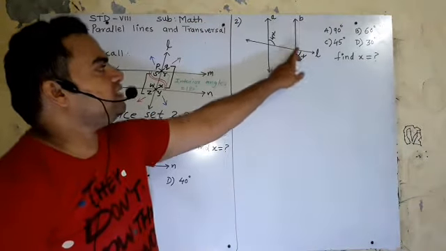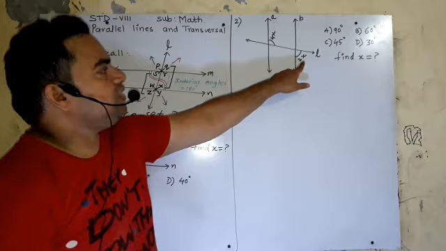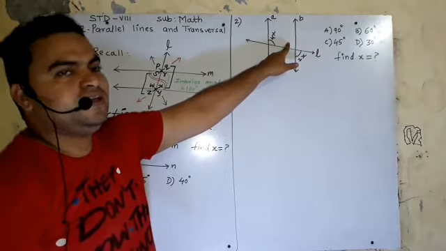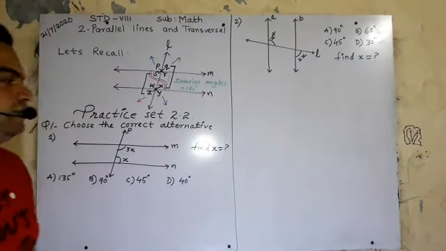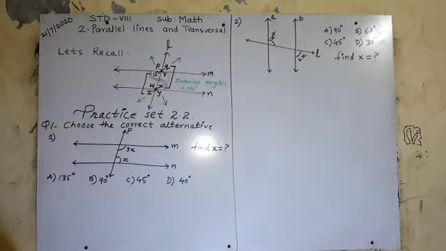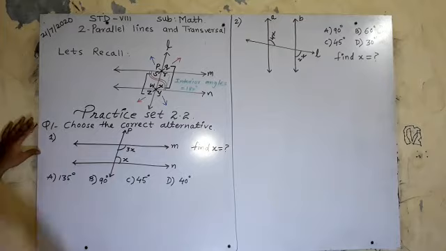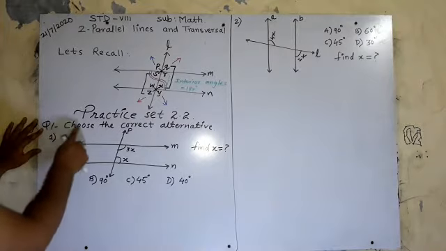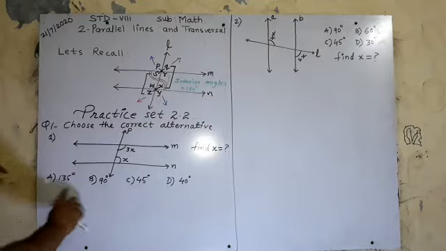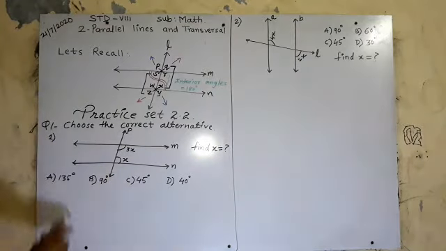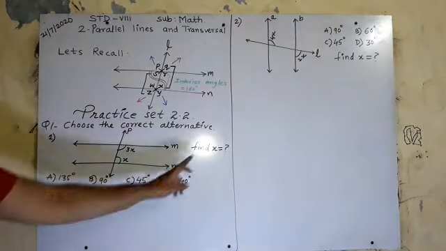Can you see 2x, and here is nothing. So this is 2x, so this will also be 2x because it is a vertically opposite angle. Is it clear? So students, now we will start practice set 2.2. First question number 1 is choose the correct alternative. There are 4 options, one option is correct. We have to find x.